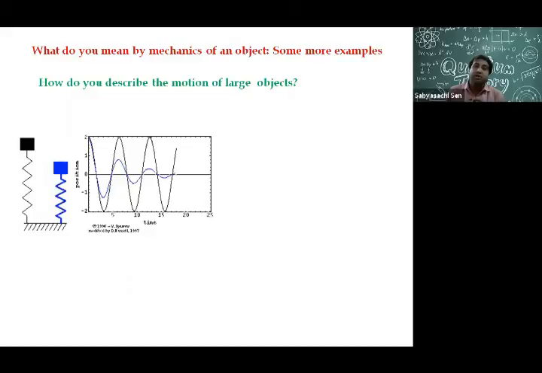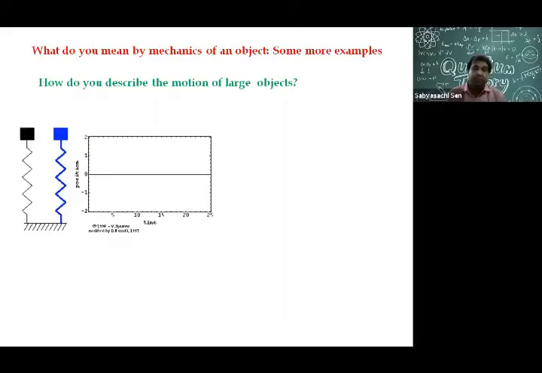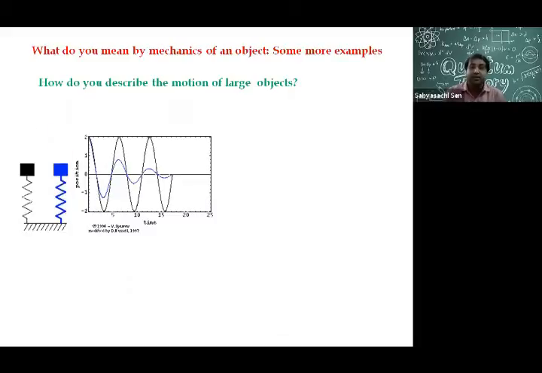My objective is not to tell you how a spring vibrates. My objective is to tell you, if you have to describe the motion mechanics of the springs, you need a lot of data. These are all classical examples, you know them.